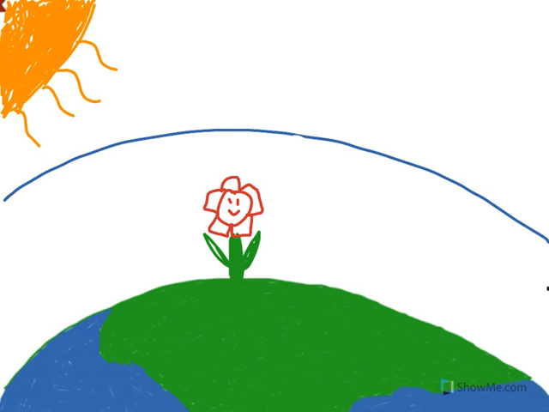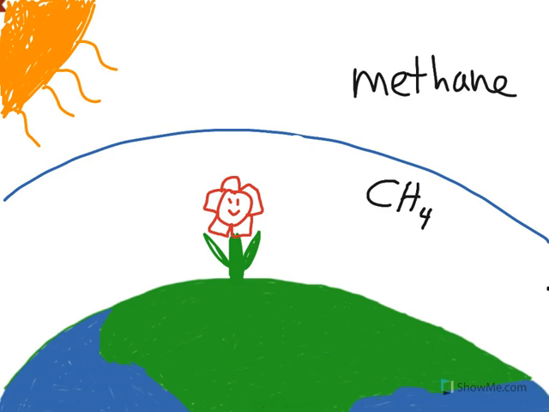There's another gas in our atmosphere that contributes to the greenhouse effect. That gas is called methane, and it's written as CH4 in terms of its chemical composition. And methane also comes from dead and decaying plant matter. So anything that was once living, as it decays, can give off the gas methane.